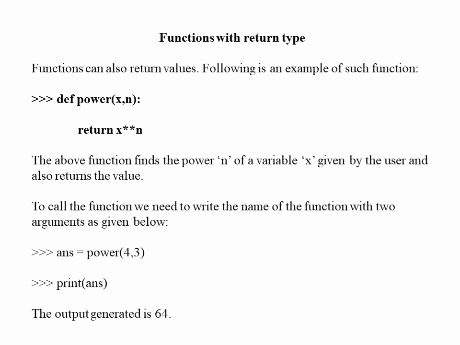So what will it do? It will take two arguments and pass them to the function. The function will calculate the value and return it, and it will be stored in a variable ANS. Then if we write print ANS, it will print 4 raised to the power 3, that is 64.